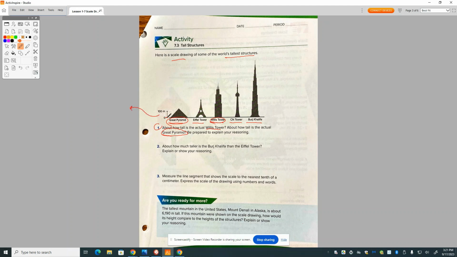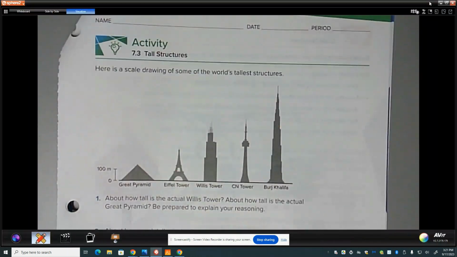Now, I notice that in my drawing, this distance represents 100 meters. So I'm going to go ahead and use that fact to be able to find the actual distance of the Great Pyramid and Willis Tower using this scaled drawing. Now I'm going to go over to my dot cam to show you one way, and then of course we're going to figure out another way towards the end.